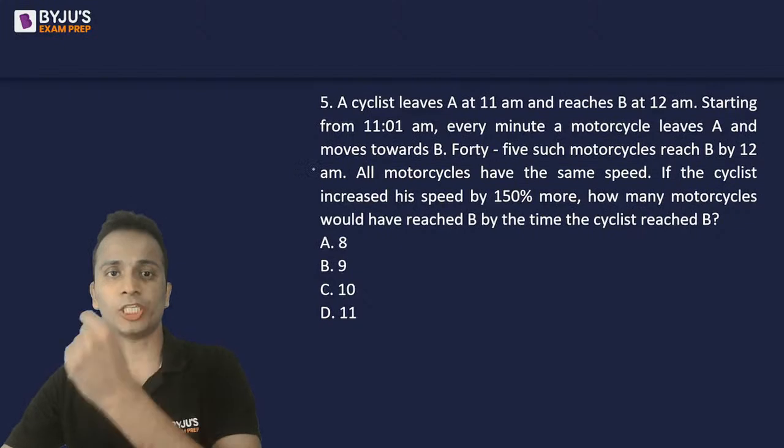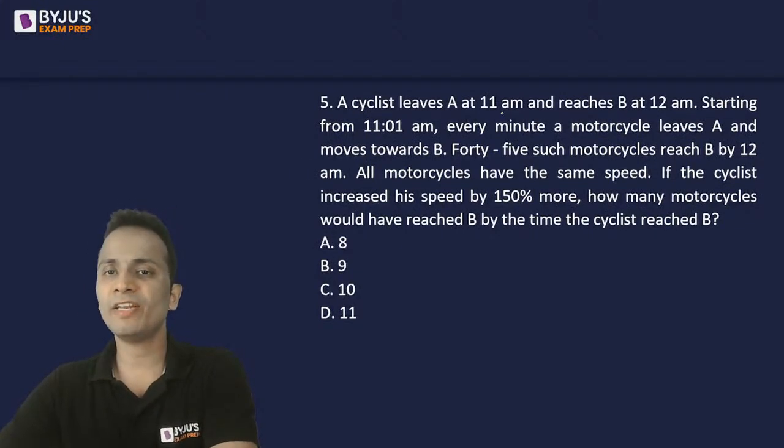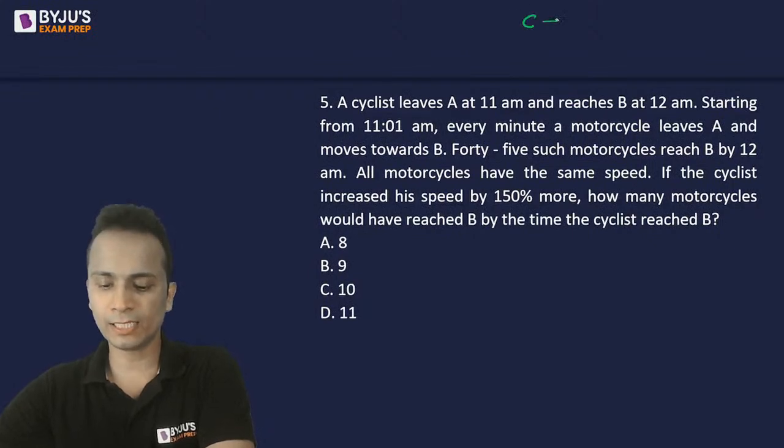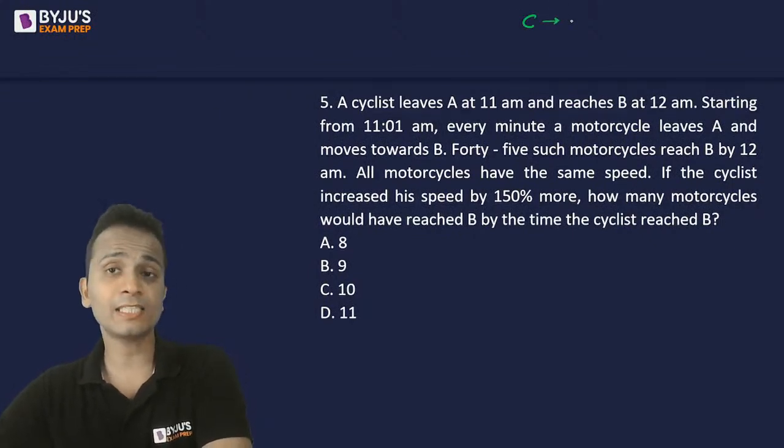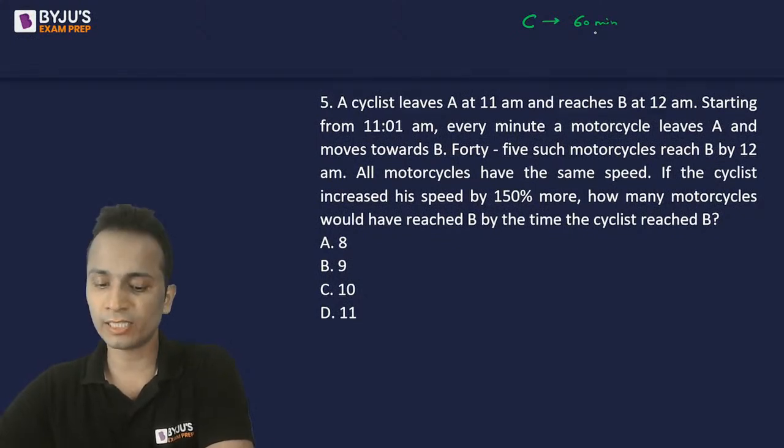Now, talking about this question, a cyclist leaves A at 11 a.m. and reaches B at 12 a.m. So that means the cyclist is taking 60 minutes to complete his journey.